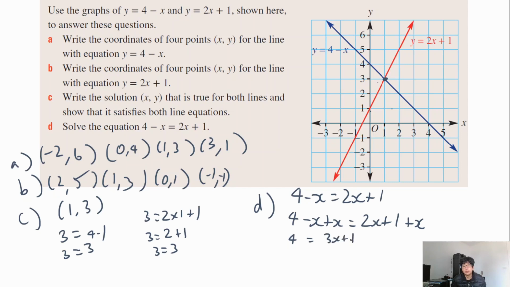Now I need to move the constant to the other side, so I'll minus 1 from both sides. That gives me 3 equals 3x. And now I need x by itself, so divide both sides by 3. I'll continue my working out here. That gives me 1 equals x. There we go.